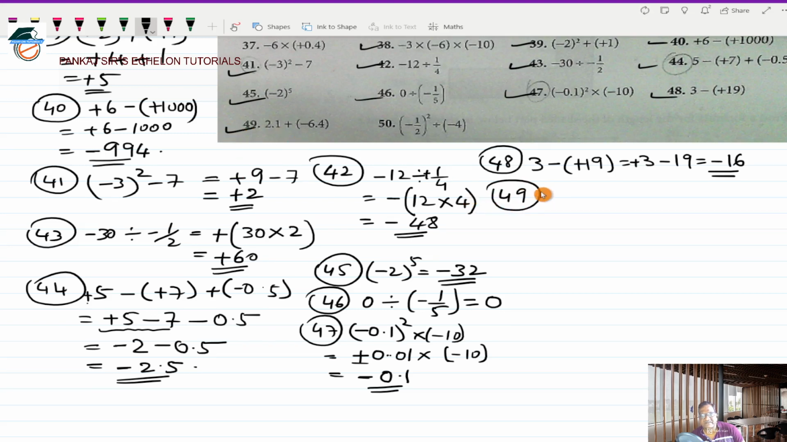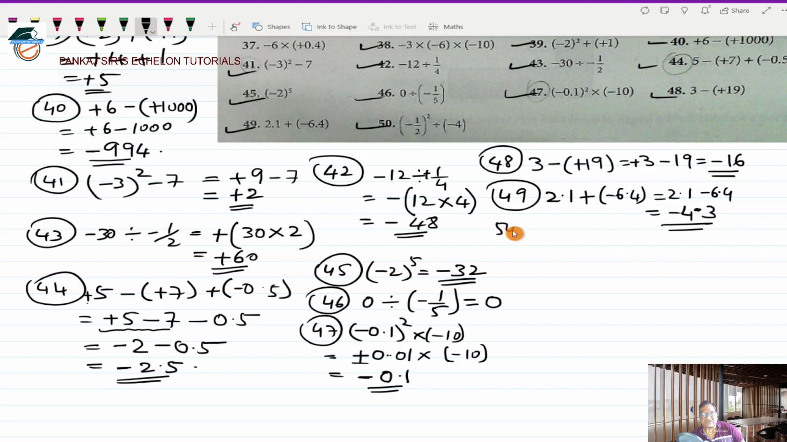49, it's 2.1 plus a minus 6.4. So first remove the bracket and make it 2.1 minus 6.4. Now these are two numbers with opposite signs, so I'll take the sign of the bigger number, and the bigger number is 6.4, so I'll take a minus sign. Then this smaller number I'll subtract from the bigger number. So 4 minus 1 is 3, and 6 minus 2 is 4. So the answer is minus 4.3 for question 49.